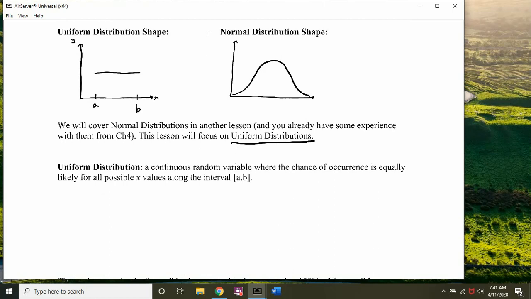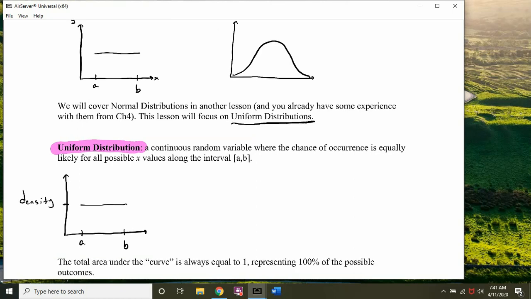So, a uniform distribution is a continuous random variable where the chance of occurrence is equally likely for all possible x values along the interval AB, okay? So, looking at our graph, we have some chance of occurrence that's equally likely between these two values. We have a horizontal line, okay? Now that's going to have some constant y value there, and that is called the density, okay?